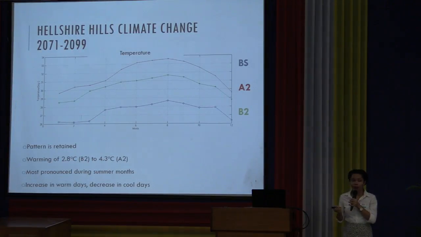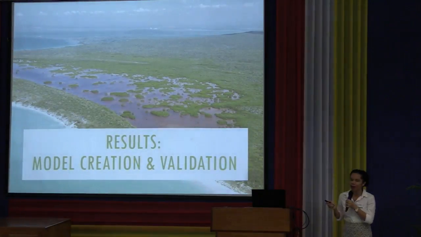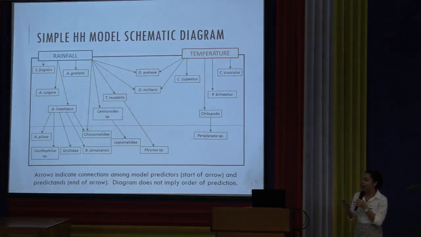And we've already been talking, right, so we should get into the model creation. So we've already been talking about the impacts that 1 degree can have. So if we're expecting up to 4 degrees, then we could have a problem.